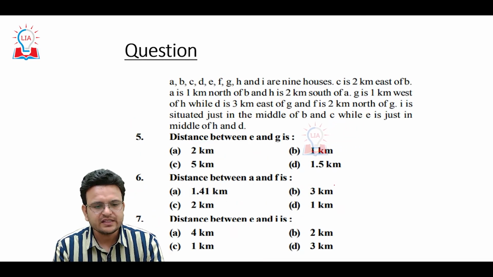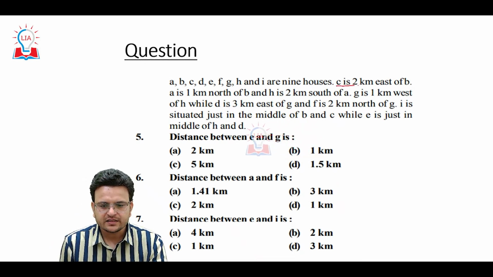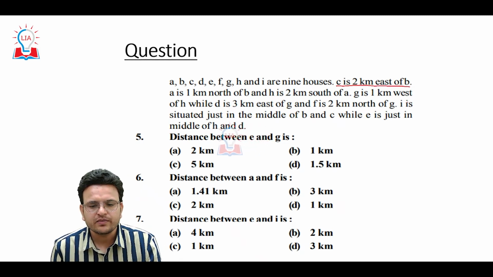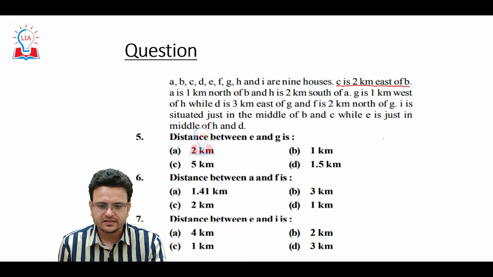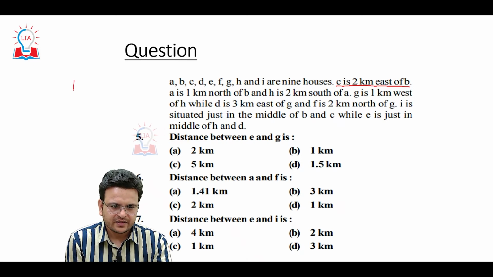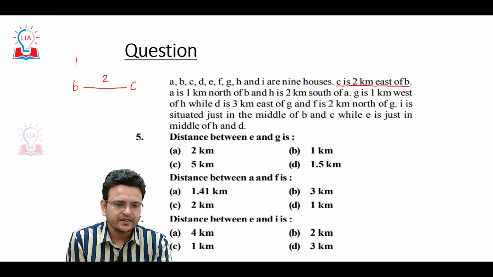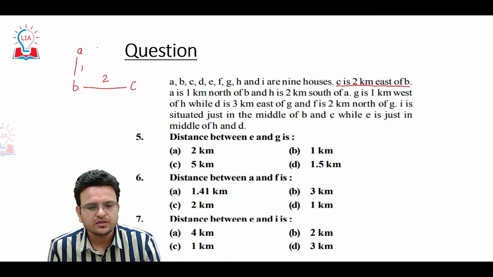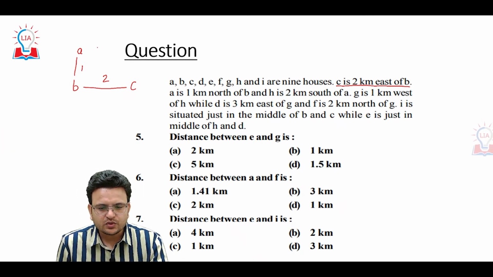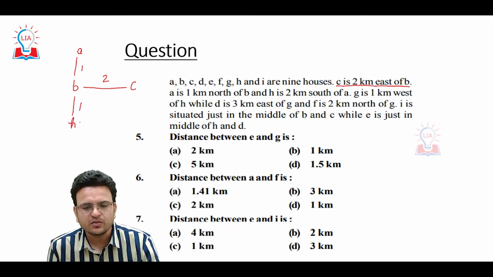These questions again have A, B, C, D, E, F, G, H, I, nine houses. C is 2 kilometer east of B. I can draw here, C is 2 kilometer east of B. A is 1 kilometer north of B. H is 2 kilometer south of A.